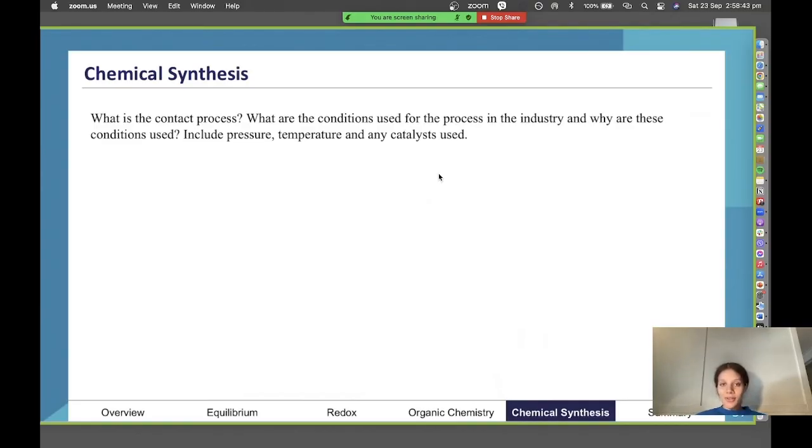So what is the contact process? What are the conditions used for the process in the industry, and why are these conditions used? Include your pressure, temperature, and any catalysts used. So have a think about that one, and we'll go through it. I'll speak through a bit about short answer questions in a second. So I'm going to have some water.